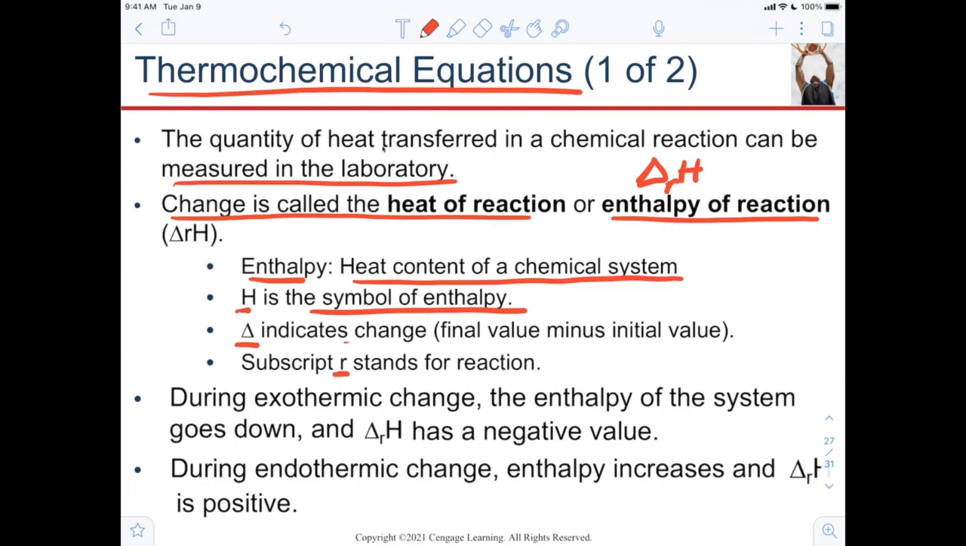Okay, now that we define the symbol, we're told during an exothermic reaction or during exothermic change, the enthalpy of the system goes down, and so delta H has to be negative. In other words, remember exothermic. Exo means that the energy is leaving the system, right?